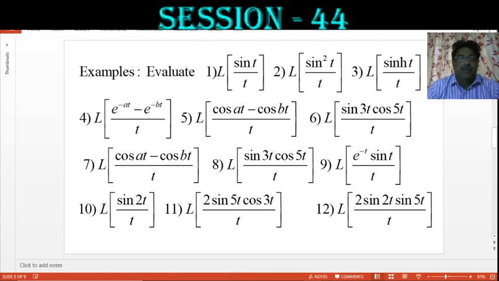Already you have done examples when finding L of f of t. In all these examples, f of t is the numerator. f of t is the numerator. You have done all these examples in the previous sessions. That's why try to solve this one. Make use of that theorem, that is, L of f of t divided by t is equal to the integration from s to infinity of f of s ds, and you can get the desired result.